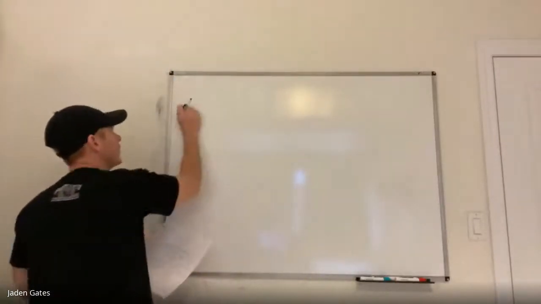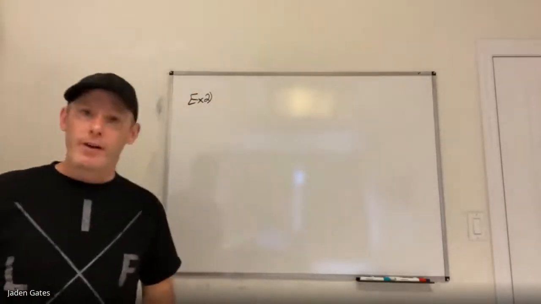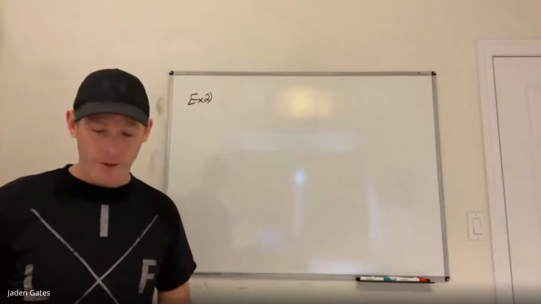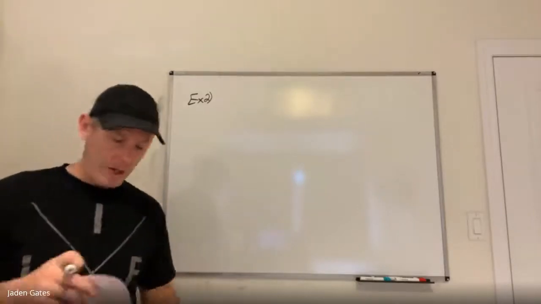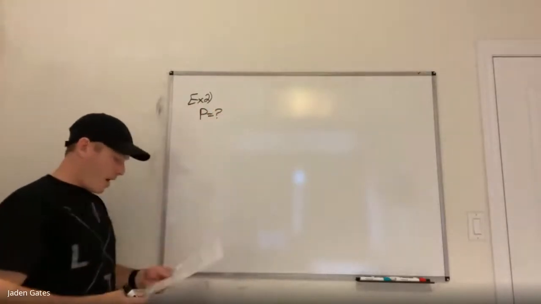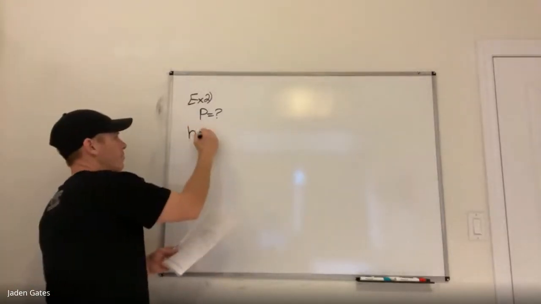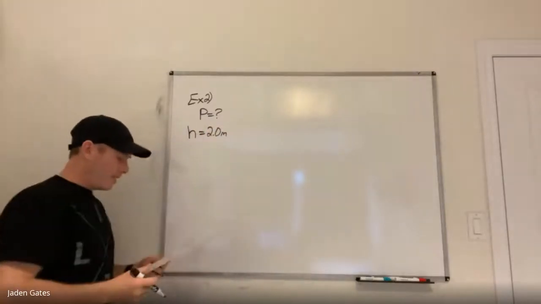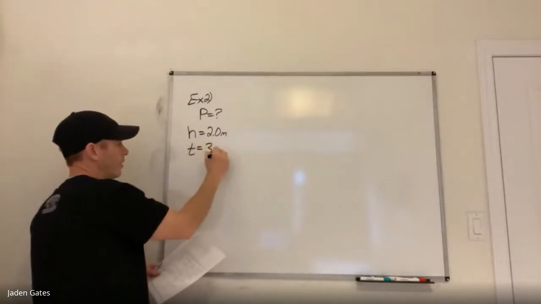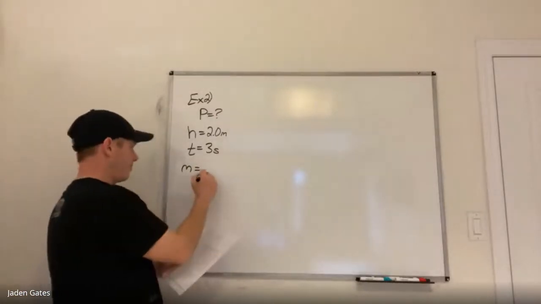All right, so example 2 here. A painter who's 85 kilograms climbs 2 meters up a ladder in 3 seconds. Not bad. Calculate their power. It's quite a ladder climber. All right, so let's see what we got here. We're looking for power, so there's my P. They climb up a height of 2.0 meters up a ladder. It takes 3 seconds. And we also know their mass, which is 85 kilograms.